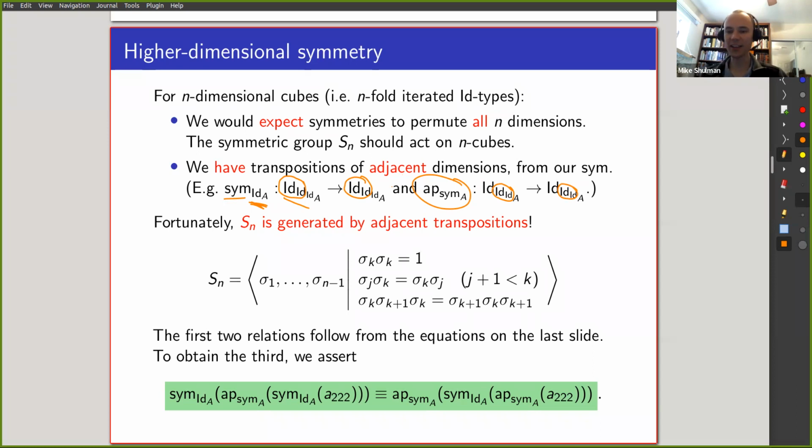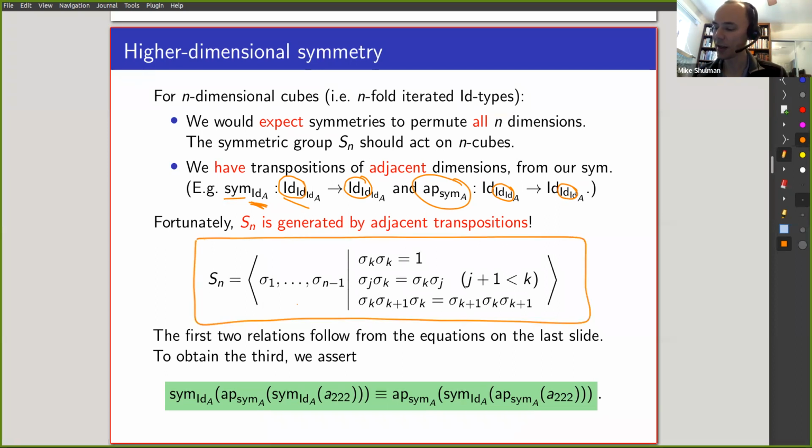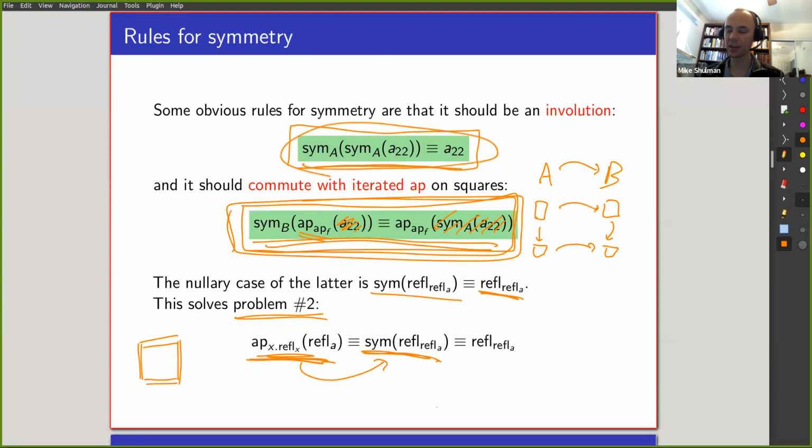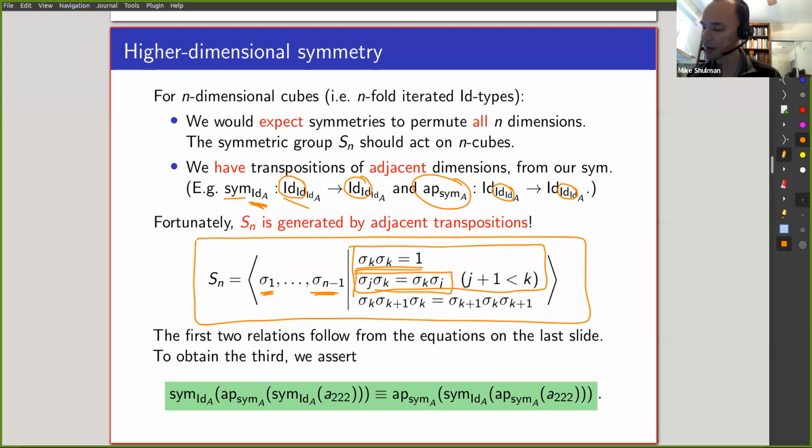Fortunately, transposing adjacent dimensions is enough to be able to permute arbitrary dimensions, because the symmetric group on n things is generated by adjacent transpositions. This is a standard presentation of the symmetric group in terms of these adjacent transposition operations, sigma 1 to sigma n minus 1. And you have a bunch of relations that you have to use to present the symmetric group. Two of these relations we already have. This one says that each of them is an involution. We already have that here. All of the symmetries are involutions. And this second one says that if I transpose two things over here and then two things over here that aren't related to each other, then I can shuffle those up and down and commute them with each other.